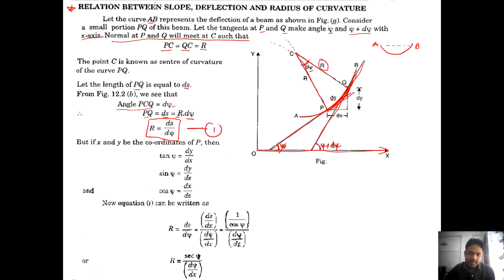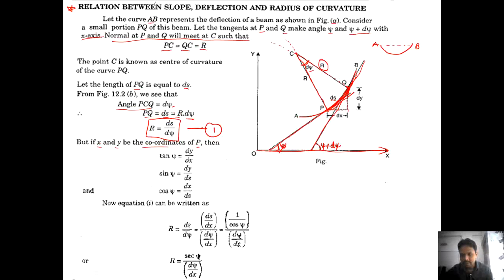Take it as equation number 1. We have found the length for this curve PQ. So ds equals radius into angle, R into d phi, so R is equal to ds by d phi. But let x and y be the coordinates of point P. Where is the point P? This. To indicate the point P, we show it in the form of coordinates.